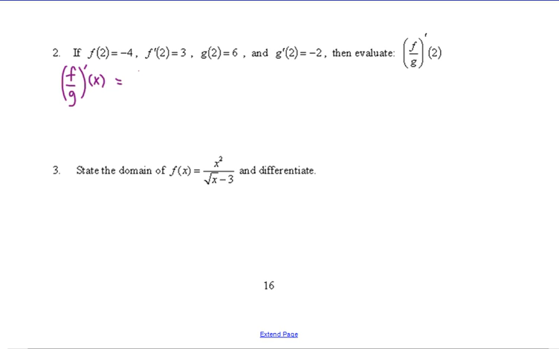Derivative of the top times the bottom minus, doesn't matter the order, I like to go the top times the derivative of the bottom, all over the bottom squared, g squared. Now we could put 2 in there.